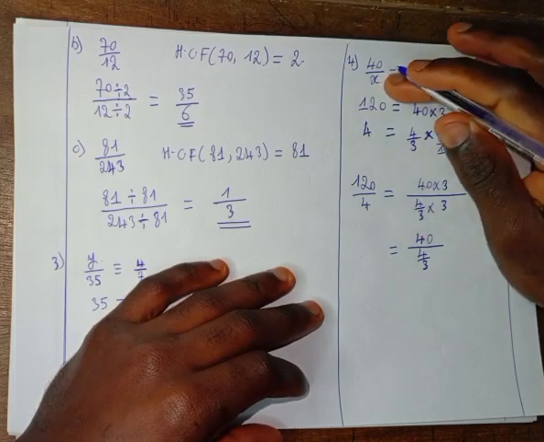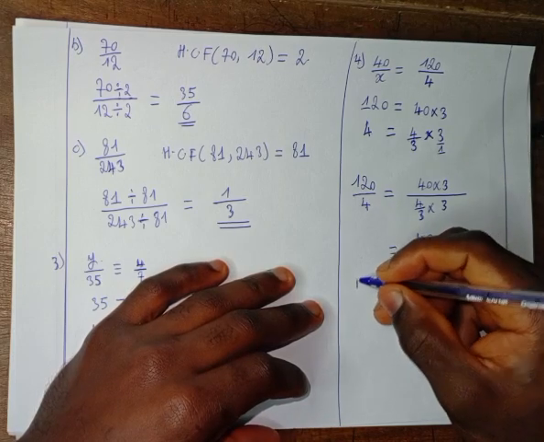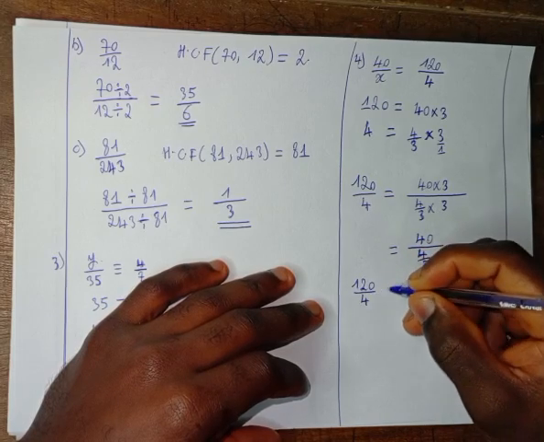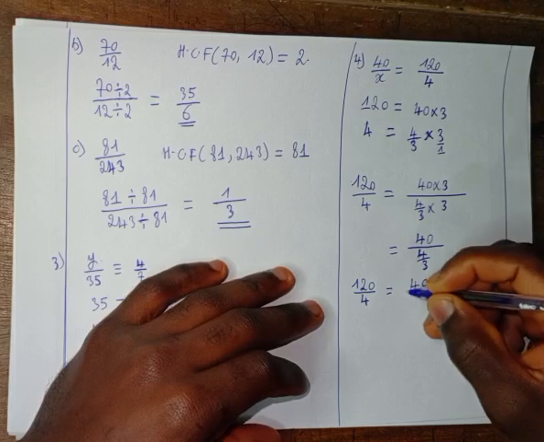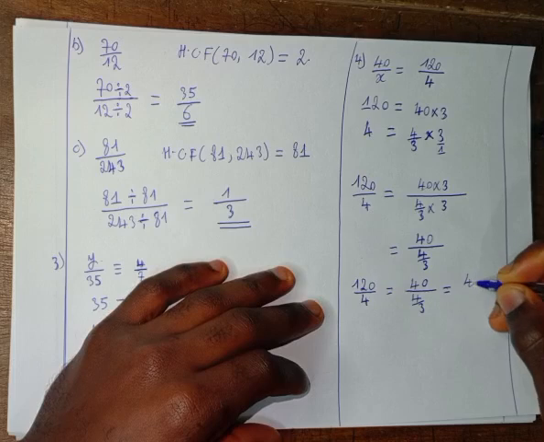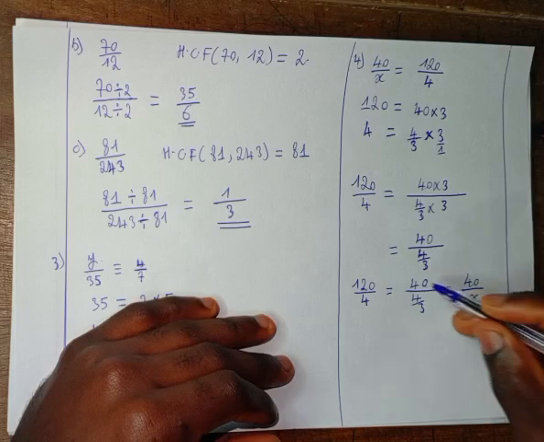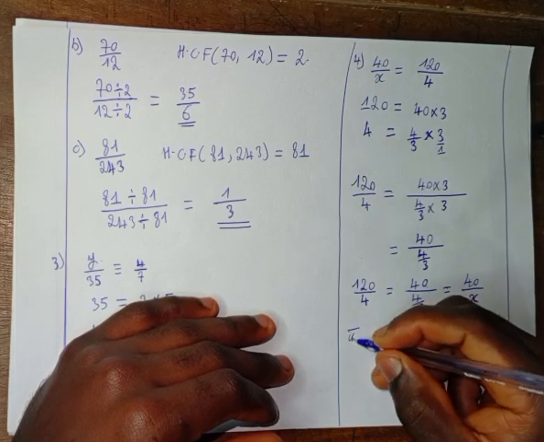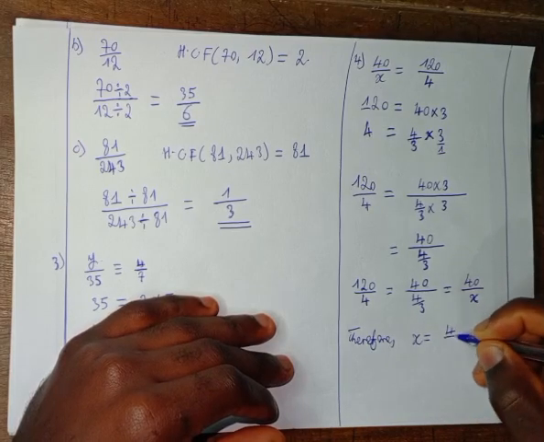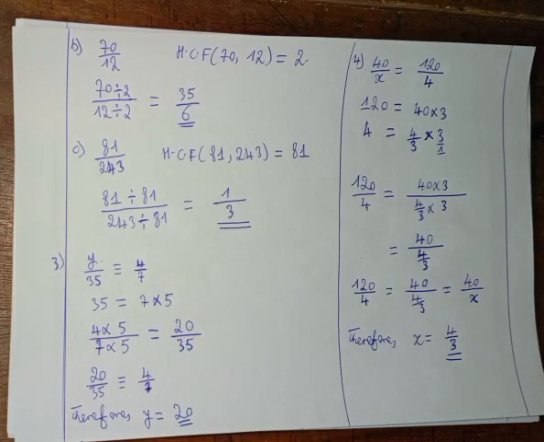It is very easy now for us to get our x. We have 120 over 4 is the same as 40 over 4 thirds, which is the same as 40 all over x. Now if we compare, 40 and 40, x will simply be 4 thirds. And we are done with the correction of the exercise for application.